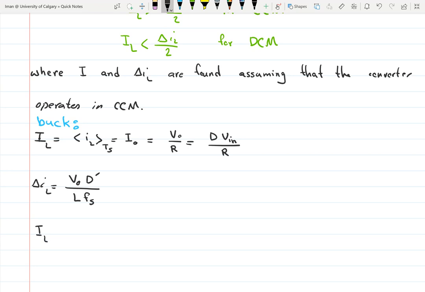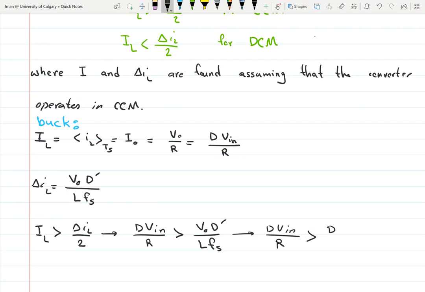So I_L is greater than delta I_L divided by 2. Therefore, V_in D divided by R from here is greater than delta I_L, which is V_out D' over L F_s, right? And then here we can write this again from D V_in divided by R greater than V_out, which is also D V_in. So we didn't need to actually convert this into D V_in, because V_out would have cancelled with V_out here, divided by L F_s.